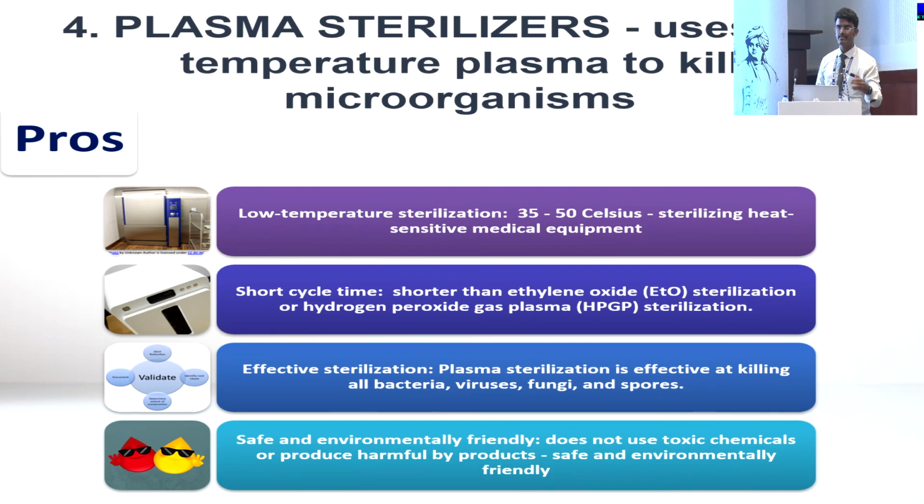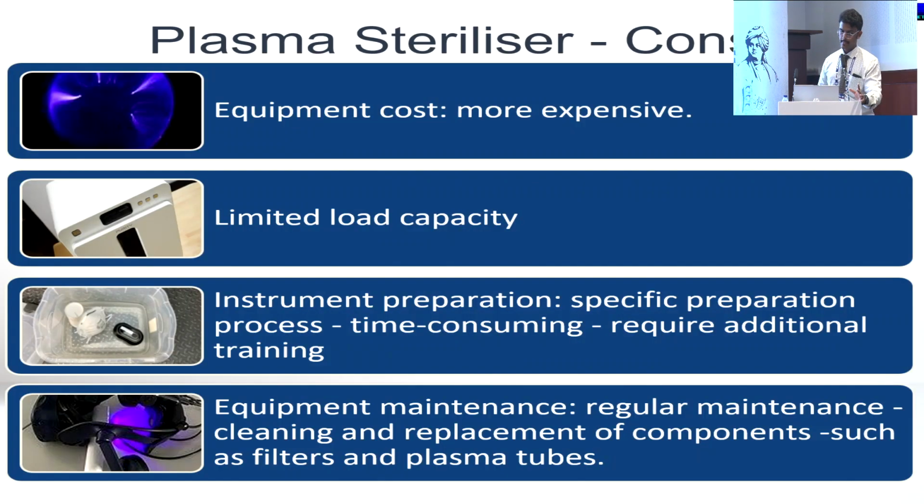And next is the plasma sterilizer, which uses low temperature plasma to kill organisms. Like we spoke about the previous one, here also we have to consider instruments which can't be exposed to high temperatures for this particular method. So 35 to 50 degrees Celsius, and the advantage is it has a short cycle time, and the sterilization is quite effective and relatively environment friendly.